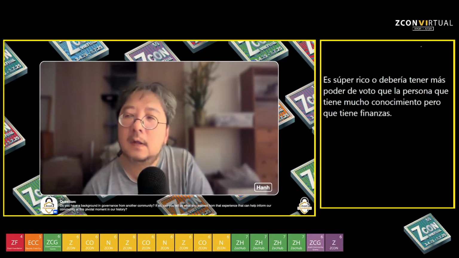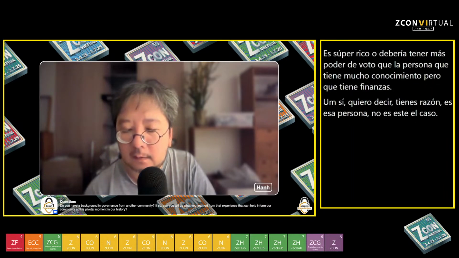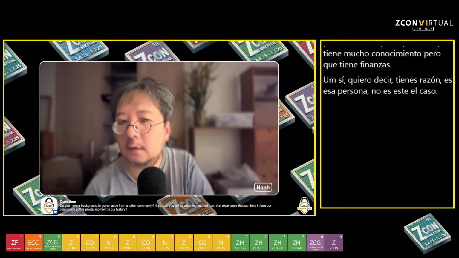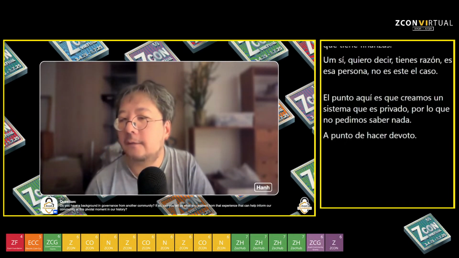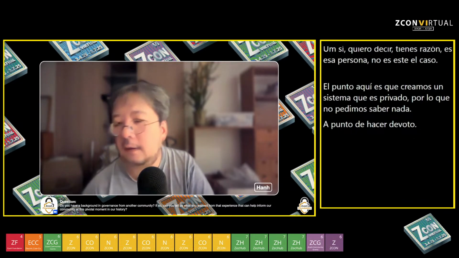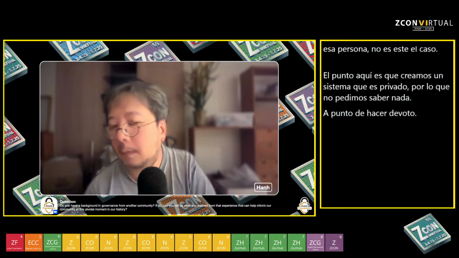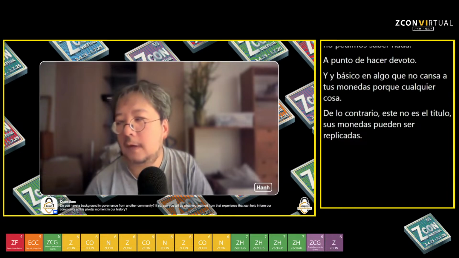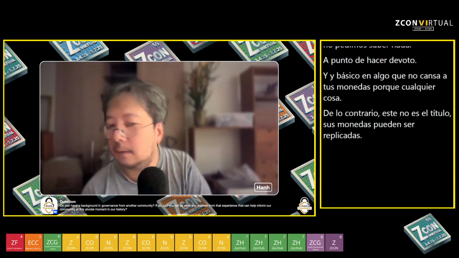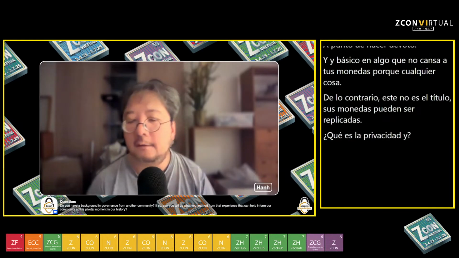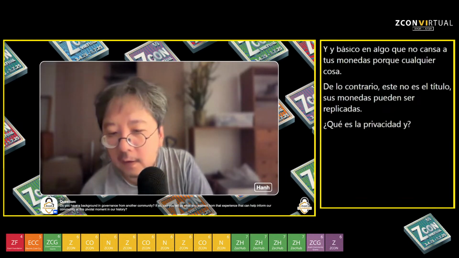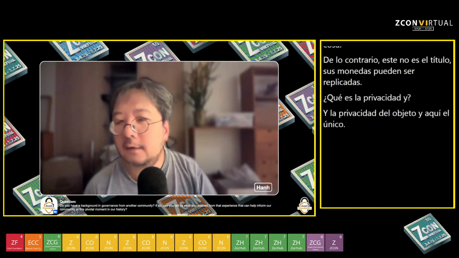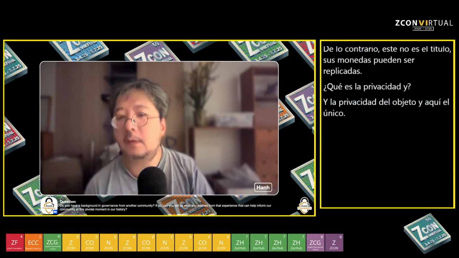The point here is that we cannot make a system that is private, where we are not asking to know anything about the voter, and base it on something that is not tied to your coins, because anything else that is not tied to your coins can be replicated or faked. In my opinion, the strength of Zcash is privacy and fungibility of ZEC. And that is the only thing we can use, because anything else is not fungible, right? And it has to be one-to-one.